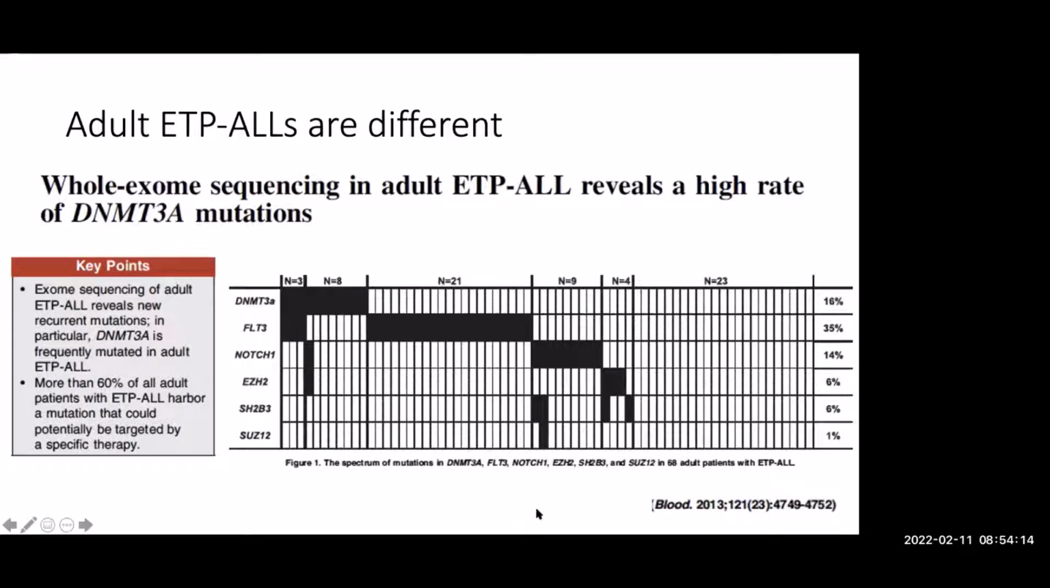These mutations are common in myeloid malignancies, which suggests that ETP-ALL originates from double negative T cells, and these cells have a propensity to differentiate into both myeloid and T cell lineages.